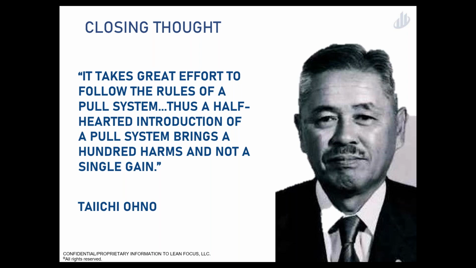And I love your Ono quote that you have on screen for us. "100 harms and not a single gain from a half-hearted introduction." But I wonder, you've got a lot of experience. Can you talk about some places where you saw where it didn't go well?